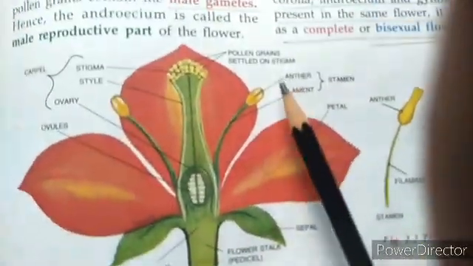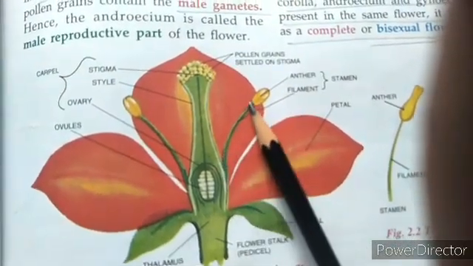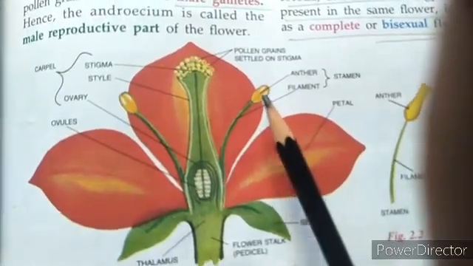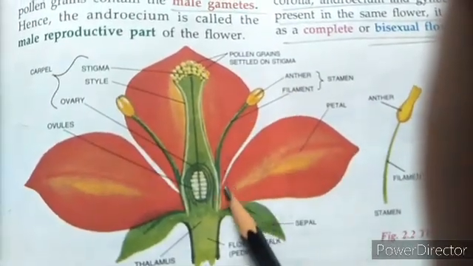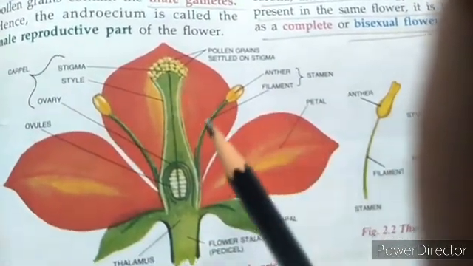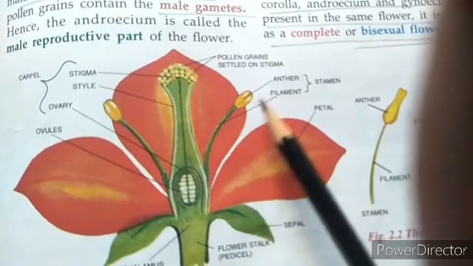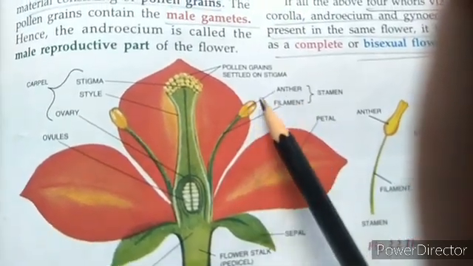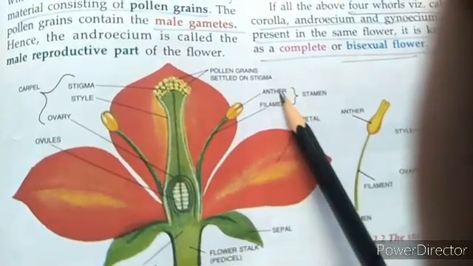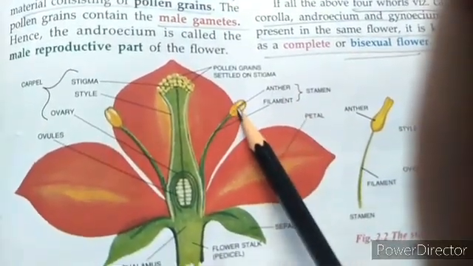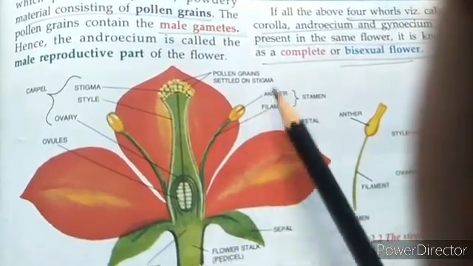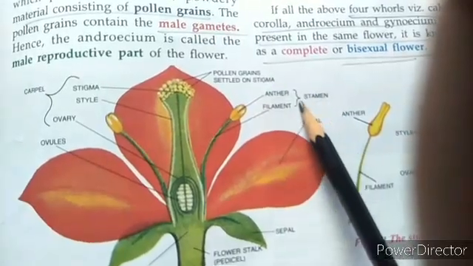If we look at this structure here, this long structure with a yellow rounded part at the end, this is the androecium. This entire part is the androecium, and we can see a stalk-like structure known as the filament, and at the end of it a rounded structure known as the anther, and within the anther we will have the pollen sacs. The pollen sacs will produce pollen grains, and this filament and anther together are known as stamens.